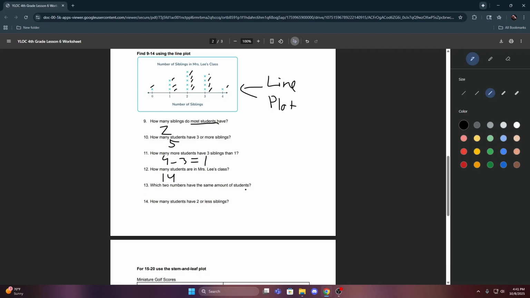Here, which 2 numbers have the same amount of students? For that, you can look at the distribution of the graph, and we see that the same level is reached at 0 and 4. So that's your answer.